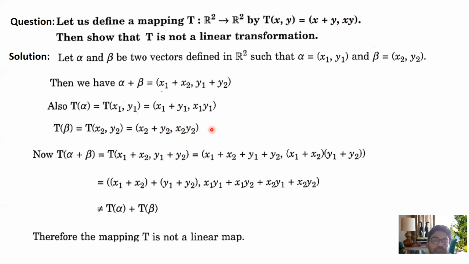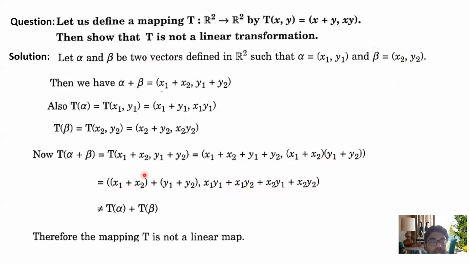Okay. Now T of alpha plus beta is equal to T(x1 plus x2, y1 plus y2). Now we have coordinates x1 plus x2 and y1 plus y2. Now you substitute here. So (x1 plus x2 plus y1 plus y2, x1 plus x2 into y1 plus y2). If I simplify, what you have is x1 plus x2 plus y1 plus y2 comma x1 y1 plus x1 y2 plus x2 y1 plus x2 y2.